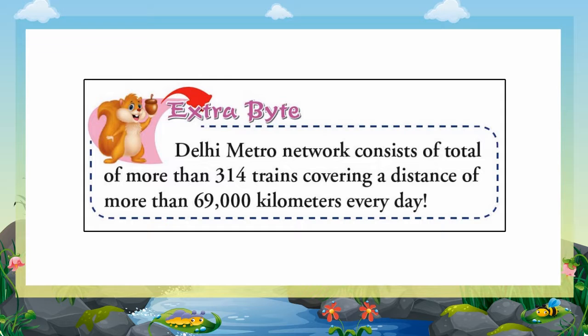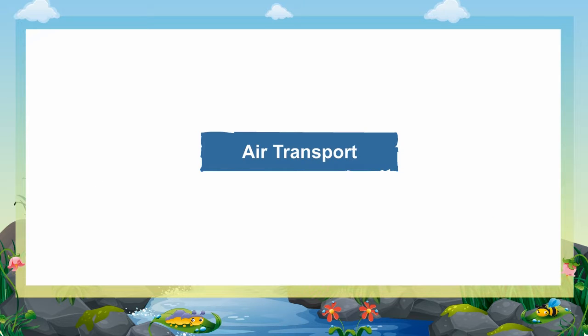Extra byte. Delhi Metro network consists of a total of more than 314 trains covering a distance of more than 69,000 kilometers every day.